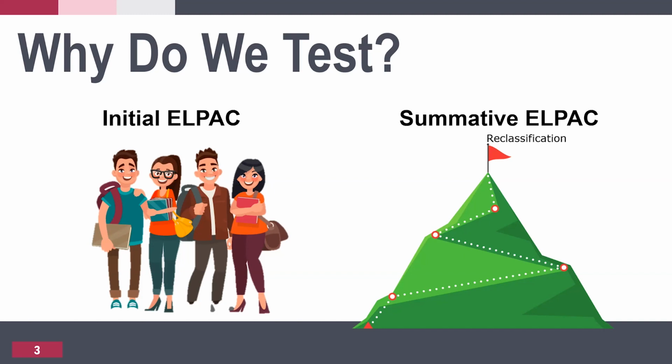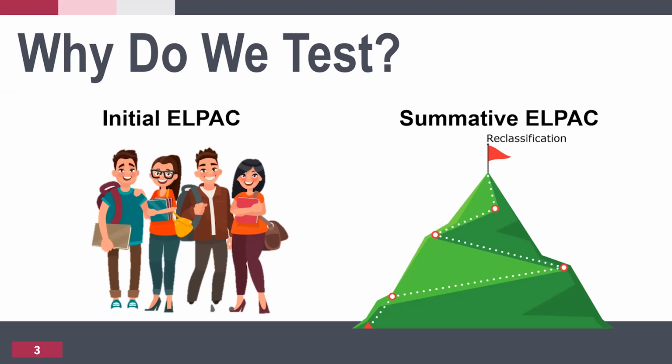Students whose home language survey indicates a language other than English are given the English language acquisition status of TBD until they are tested on the initial ELPAC. The results of the initial ELPAC will identify students as having one of two English language acquisition statuses, either English learner, also known as EL, or initially fluent English proficient, also known as IFEP.